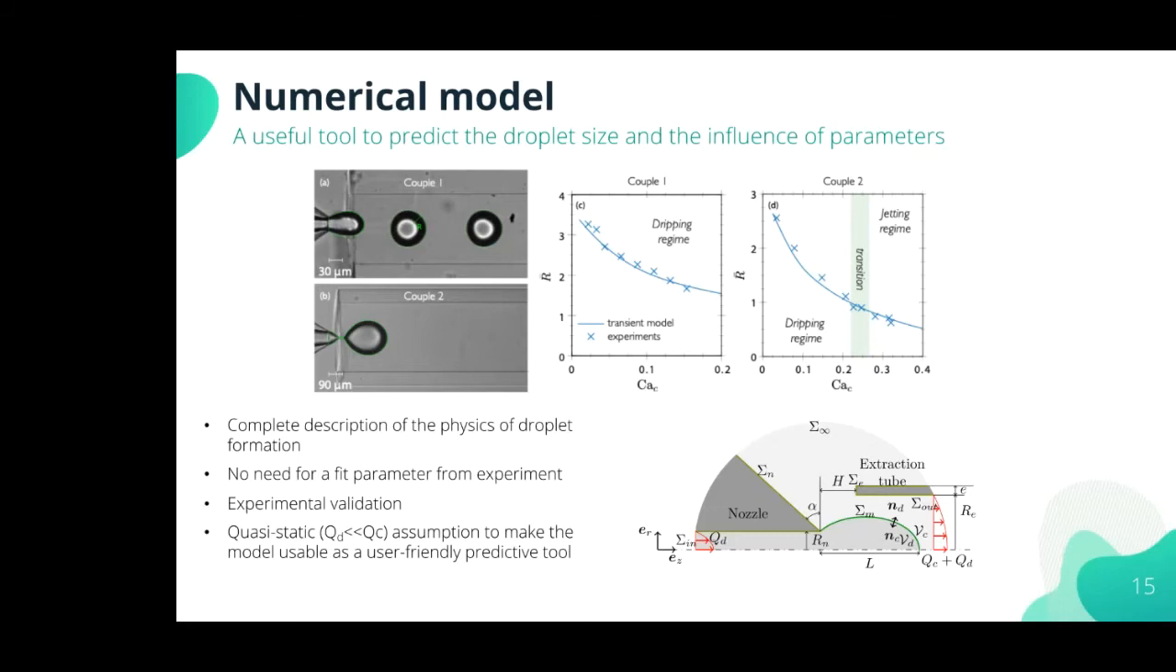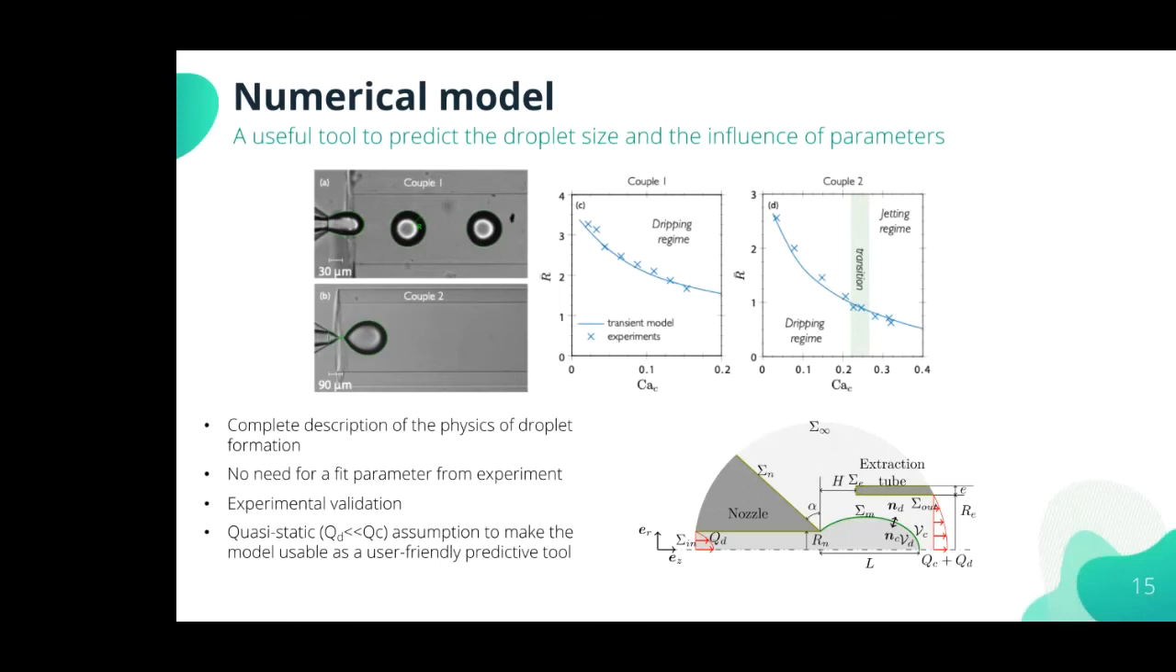Then we made a simplifying assumption to make the model usable as a straightforward, predictable tool to investigate the influence of all the parameters involved in the full model that you can see on the scheme. These parameters are either fluidic or geometrical. Fluidic, for example, the flow rate, and geometrical, for example, the alpha angle of the nozzle.